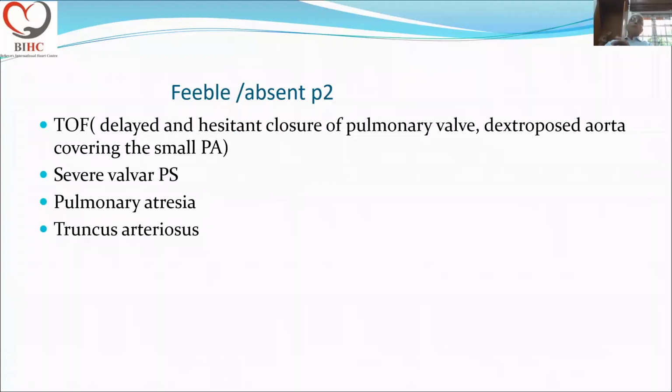In severe valvar PS, this can happen also. In pulmonary atresia, there is no valve to produce a sound. And in truncus arteriosus, there is only one sound and there is only one valve.